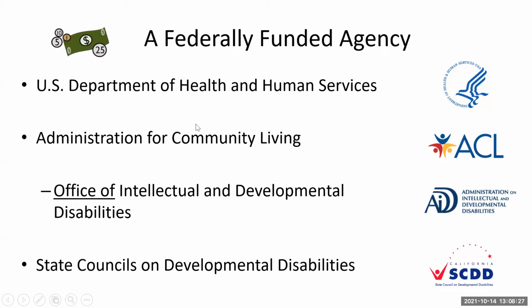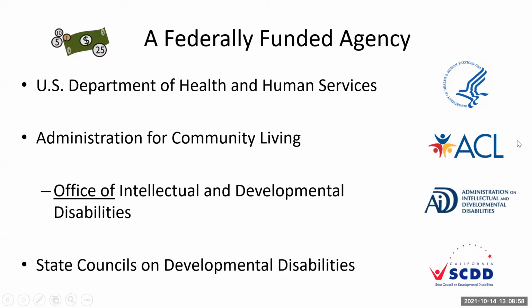So underneath that is also the Office of Intellectual and Developmental Disabilities. It was formerly known as the Administration on Intellectual and Developmental Disabilities. And that's why I have the Office of underlined, just because sometimes when you change administrations or different things happen, they tweak a little bit of the name. So you often will mostly hear about ACL, the Administration on Community Living.